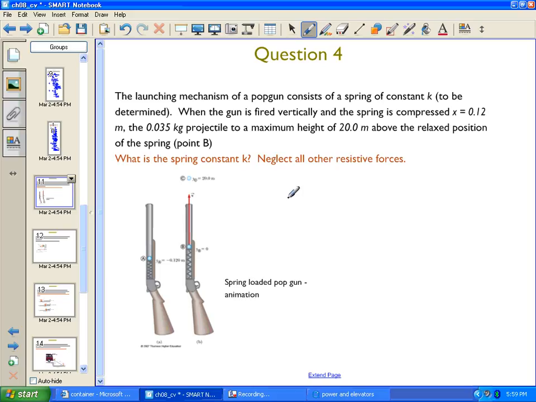Okay, here we are told that the launching mechanism of a pop gun consists of a spring constant, which is to be determined, and when the gun is fired vertically upward, the spring is compressed by 0.12 meters and a projectile of 0.035 kilograms is projected upward to a maximum height of 20 meters above the relaxed position of the spring. Determine the spring constant K, neglect all other forces.